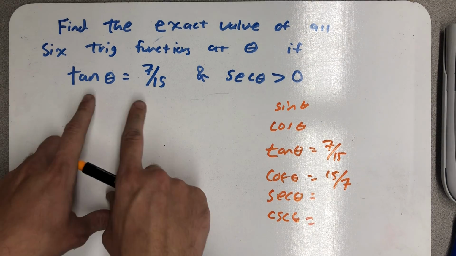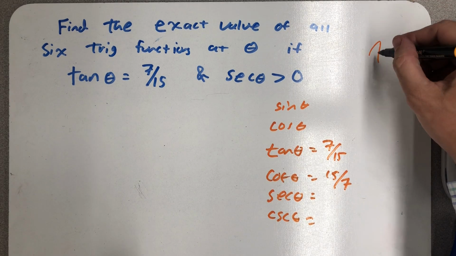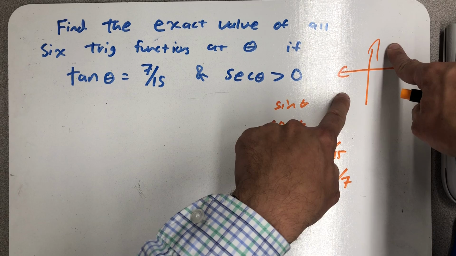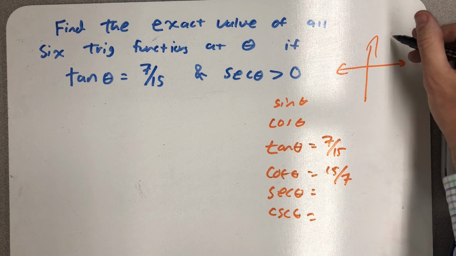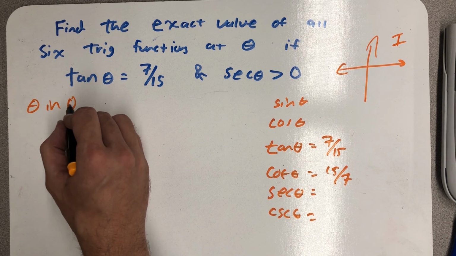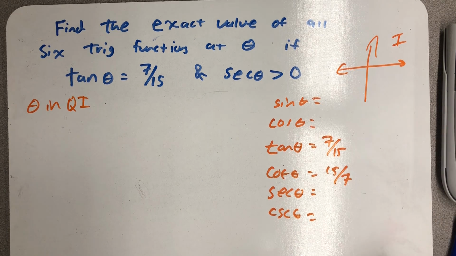All right, well, right away I see that tangent's positive, secant's also positive. Tangent's positive in these 2 quadrants, but secant's positive in these 2, so this has to be a quadrant 1 angle. So I know theta's in quadrant 1. So all my trig functions are going to be positive, so I've already got all the signs right.